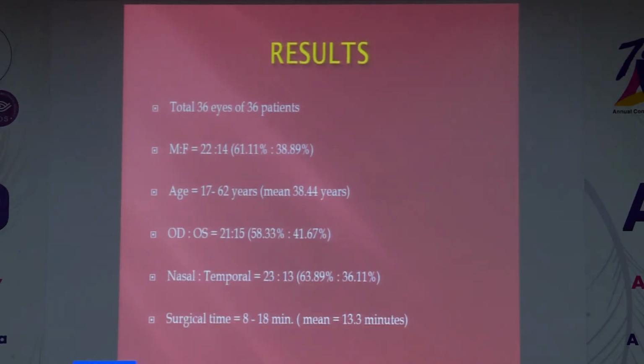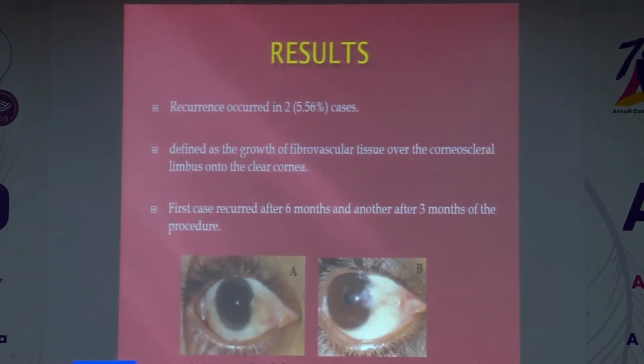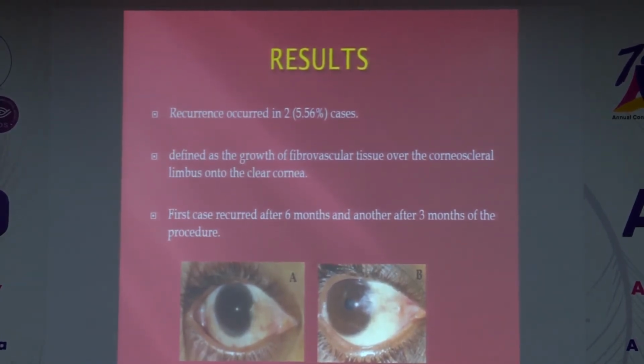Results. A total of 36 eyes of 36 patients were evaluated, out of which 61% were male and 39% were female. Age of the patients ranged between 20 to 62 years with a mean of 38.44 years. Surgical time ranged between 8 to 18 minutes with a mean of 13.3 minutes. Cosmesis was achieved in 1 to 2 weeks in all the cases, which is defined as complete resolution of inflammation and healing of the wound. All subjects were comfortable by 1 to 2 weeks of surgery, which is defined as absence of pain and foreign body sensation. Recurrence occurred in 2 cases, which is defined as fibrovascular tissue over the corneoscleral limbus onto the clear cornea. The first case occurred after 6 months and another case after 3 months of the procedure.